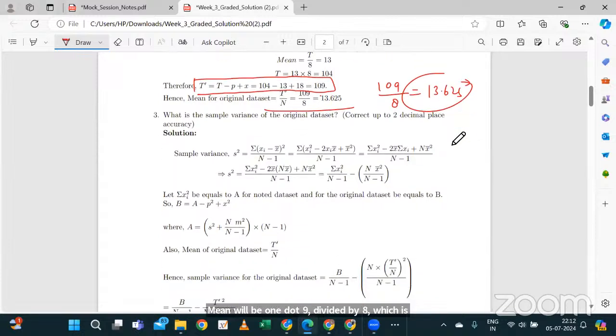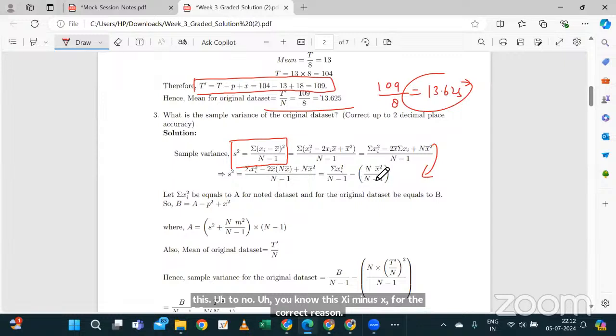Now the next part is about standard deviation. See, if you have this case, it will be very difficult to calculate xi minus x bar for the correct observation. Then what will we do? We will expand this formula, right? We'll get this one.